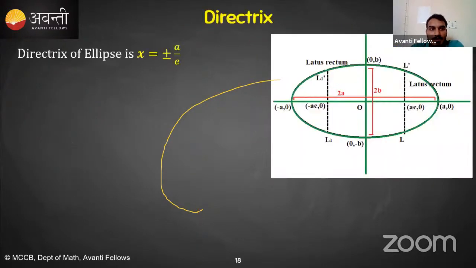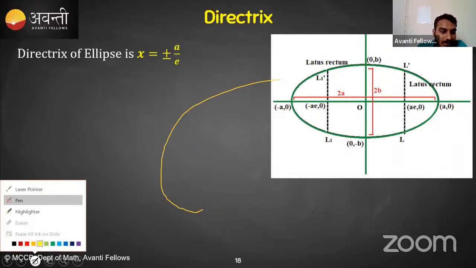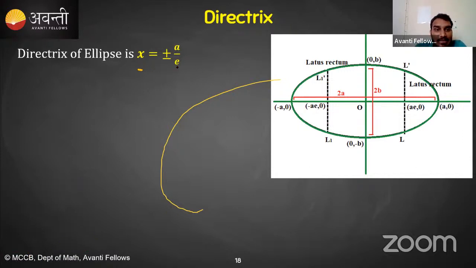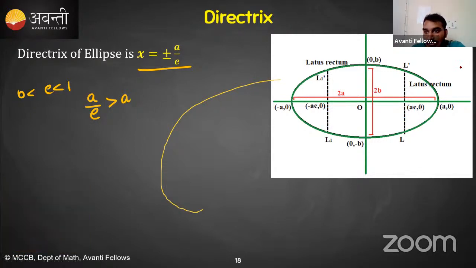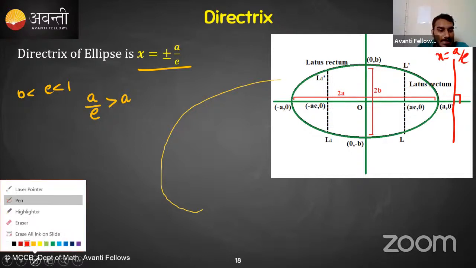Now let's see the directrix of the ellipse. In one of the diagrams, I have mentioned that the directrix of the ellipse is x is equal to a by e. Students, first of all, e is between 0 and 1, right? So when you divide a by e, it is obviously greater than a only, because e is less than 1. So this directrix of the ellipse is outside of the ellipse, like here, x is equal to a by e.